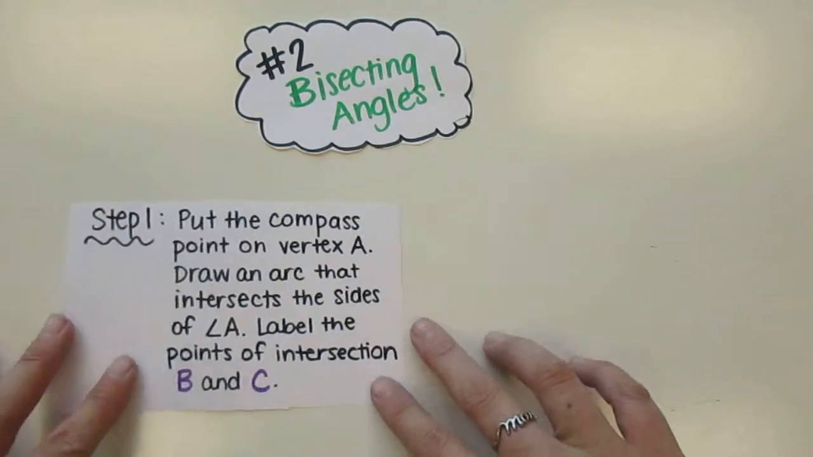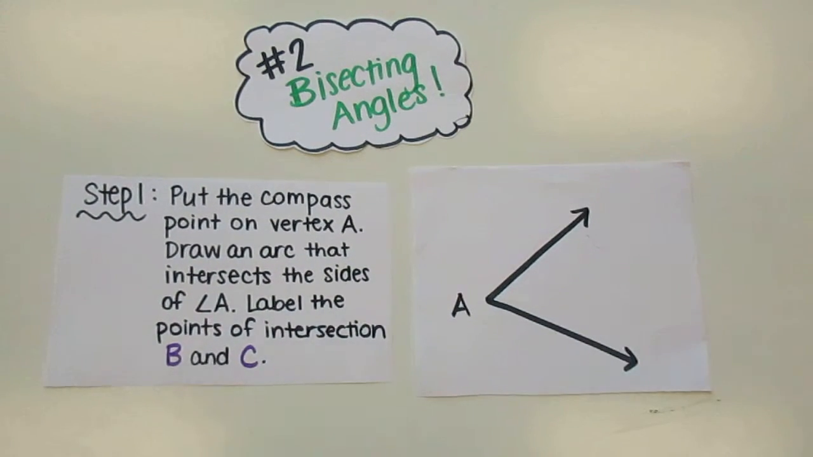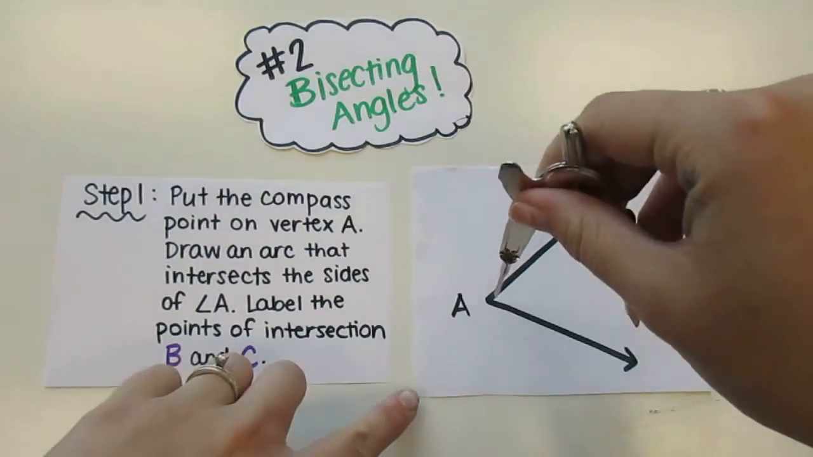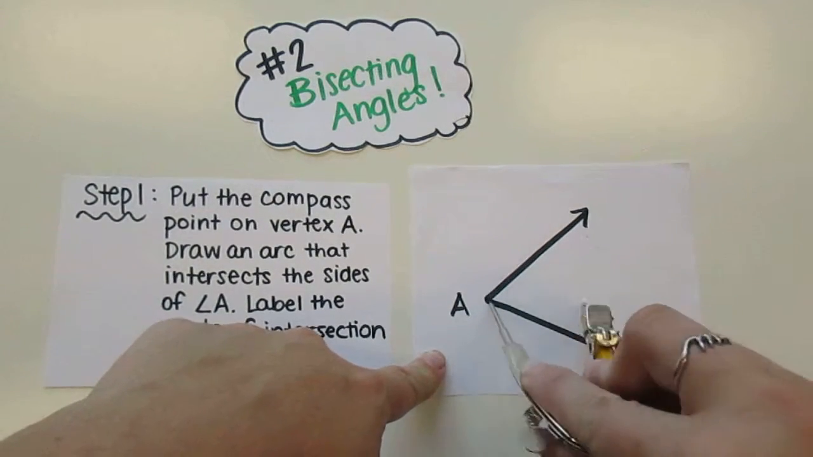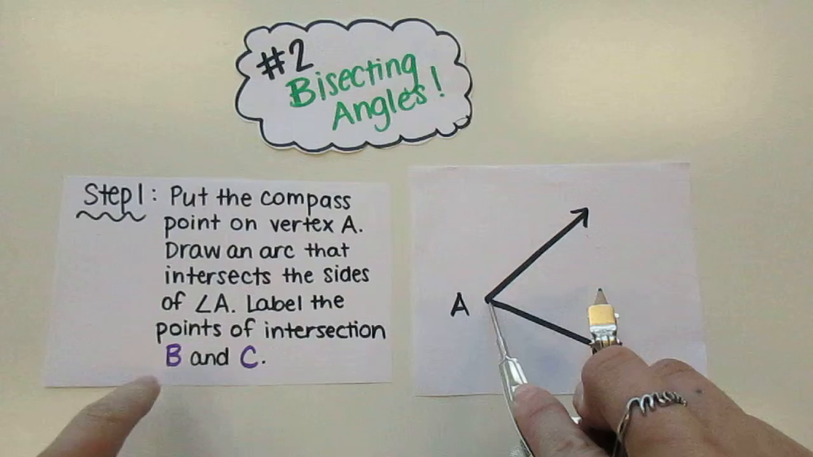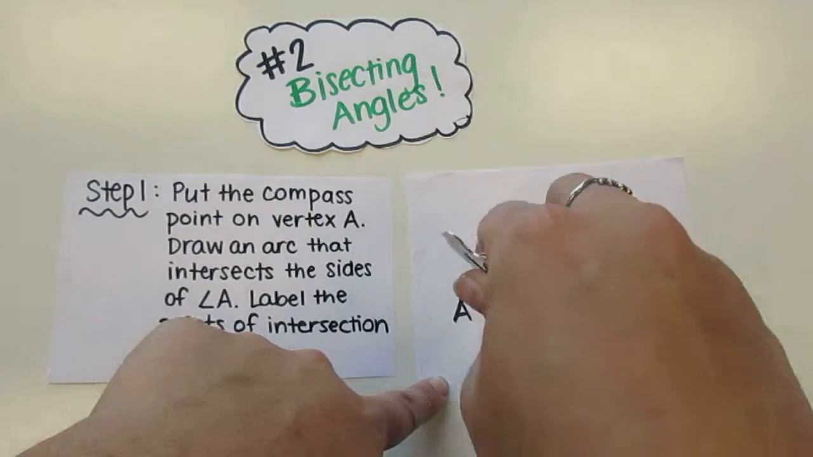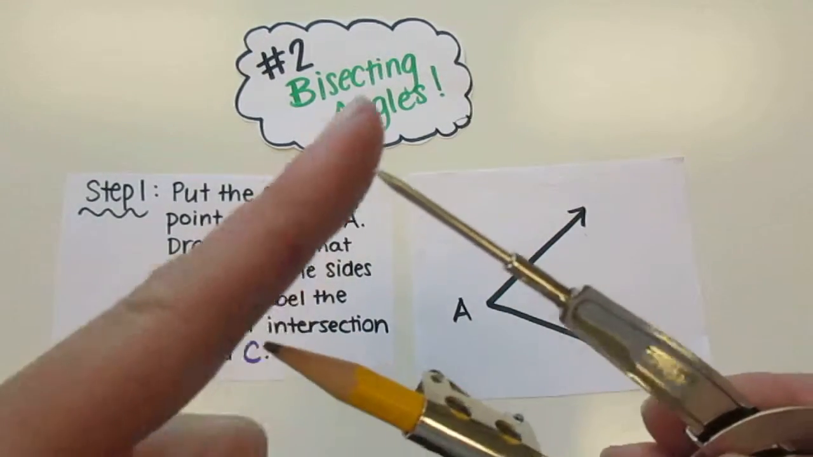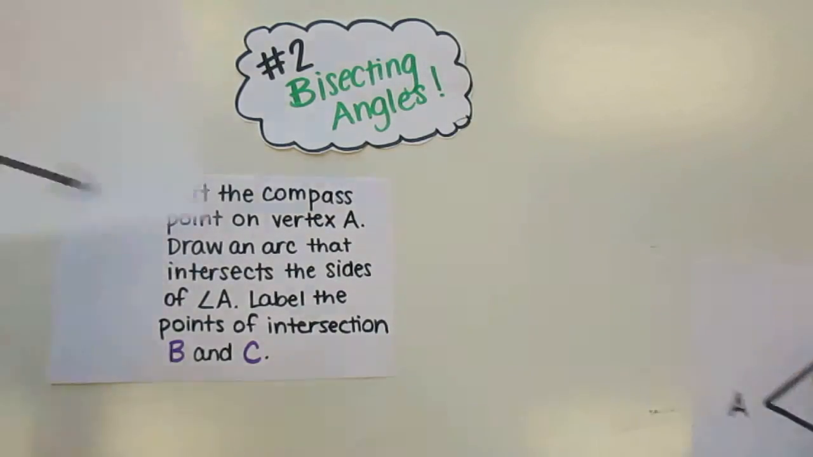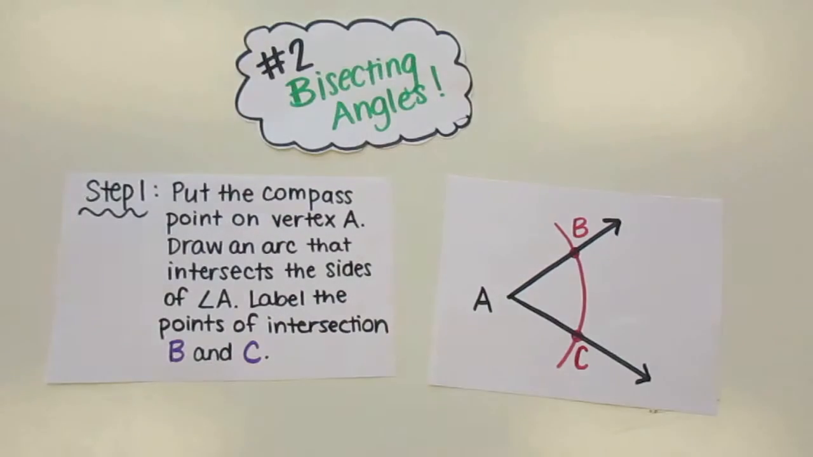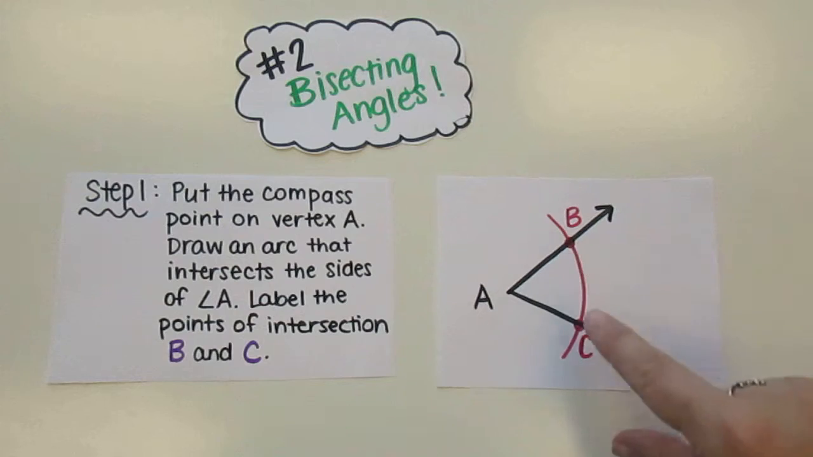So, step 1, we're looking at our angle A. Put the compass point on vertex A. Just like I did the first time, I'm going to put that compass point there. And I'm going to draw an arc that intersects both sides. And label those points of intersection B and C. See, that's where the B and C are coming from. So you just put a point there, draw an arc. Doesn't matter how wide or close you want your compass to be, as long as it intersects both sides of this angle. There is my angle with my arc intersecting both sides to form points B and C.